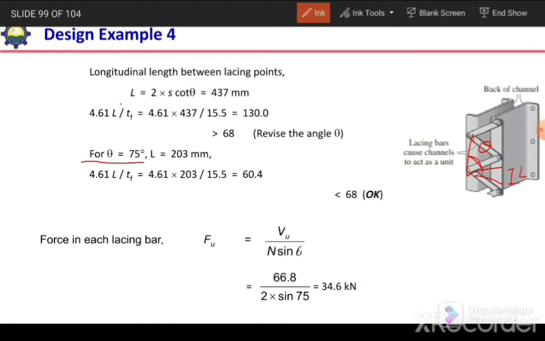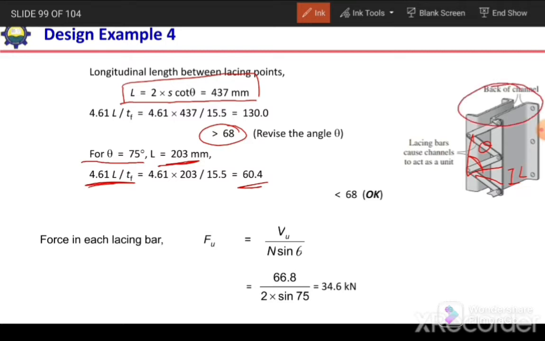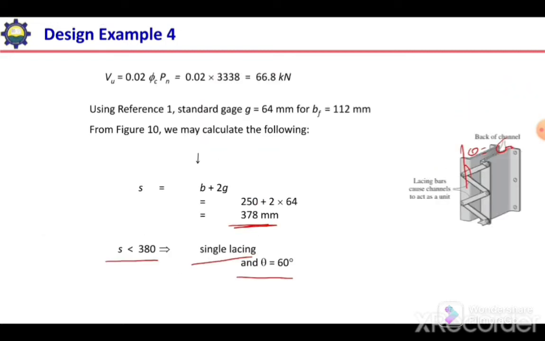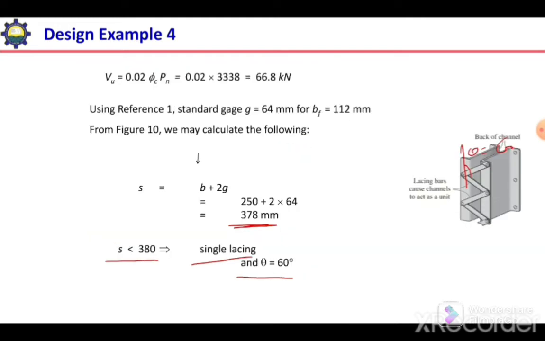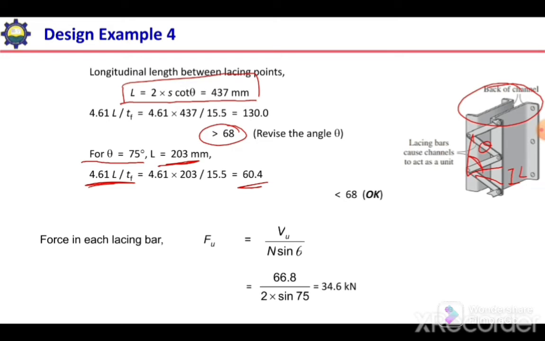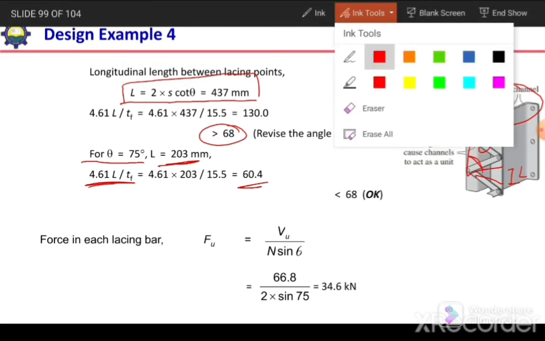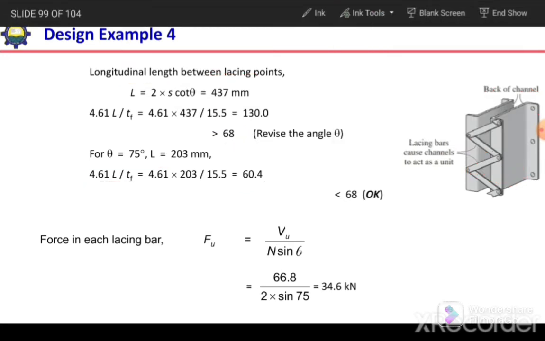After we substitute the theta 75 degree in this expression, L comes out to be 203 millimeter. And if we check this expression 4.61 L over TF, it comes out to be 60.4, and it is less than this 68 value, the overall slenderness ratio of the section that we have calculated earlier. Here 68. Okay, so it means this check is also satisfied. So we are using single lacing with angle 75 degree.